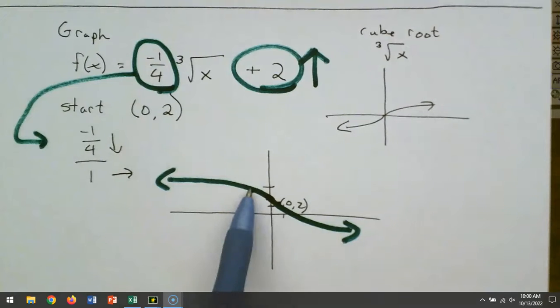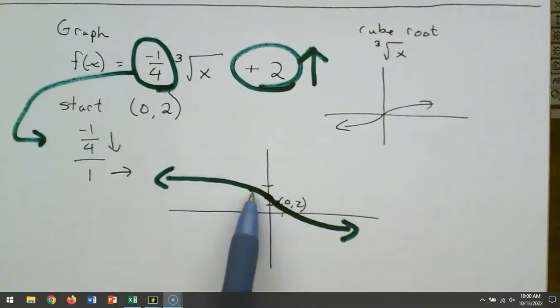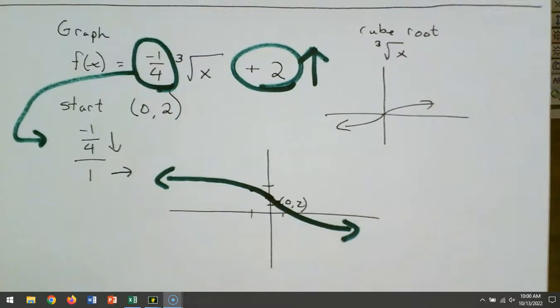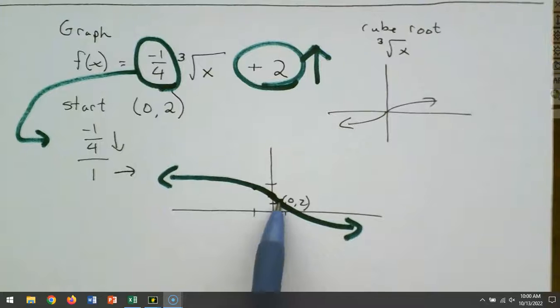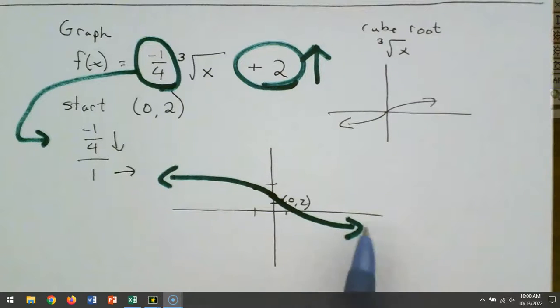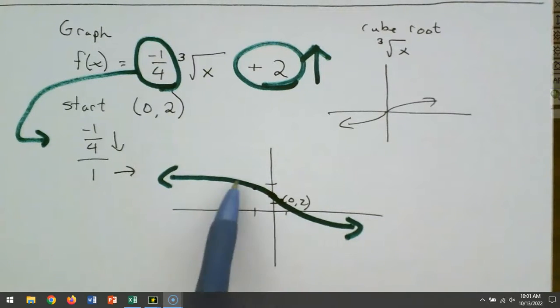A lot of times I label the points, but if they're really close together, you don't have to. It just makes it easier. But if you don't want to label them, you don't need to. Just make sure you start at that 0, 2. You're going to go down 1/4 over 1. That makes that point there. Curve it. Go up 1/4 over 1. That makes that side.